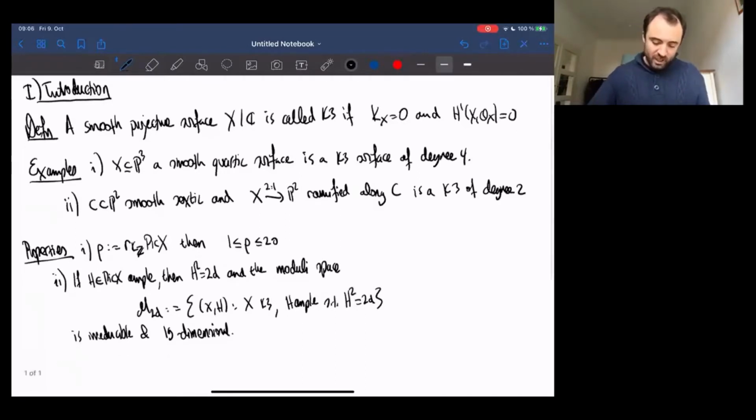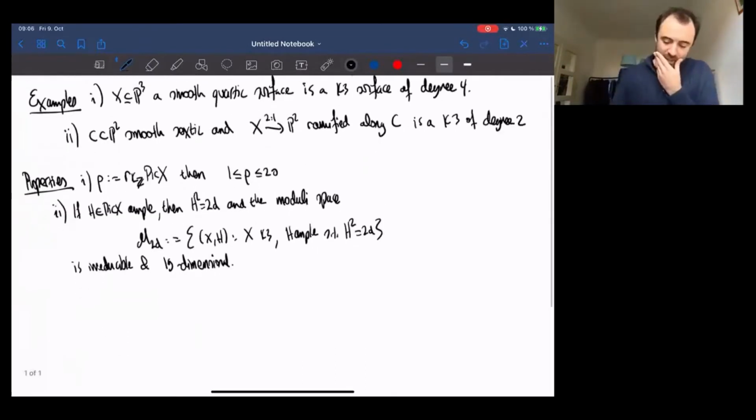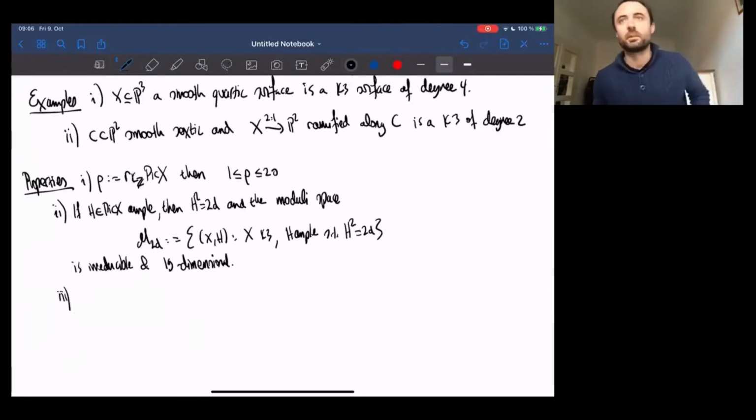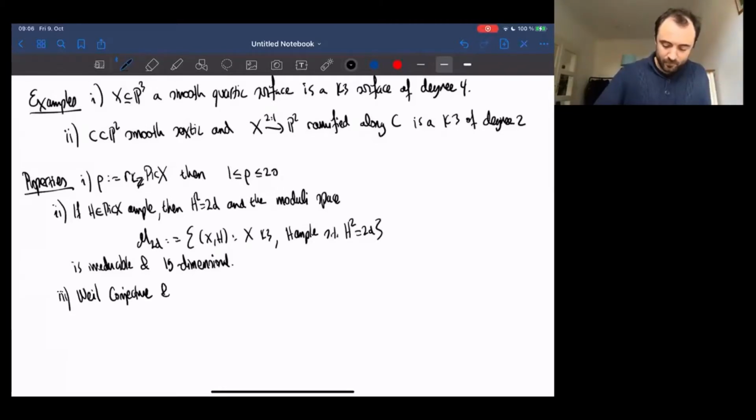Okay, and maybe I should say, why do we care about K3 surfaces? Well, perhaps I don't need to motivate this with this audience, but it turns out that they're a wonderful testing ground for many of the major conjectures of the past 100 years. So first, the Weil conjectures and even the Tate conjecture have been proven for K3s.